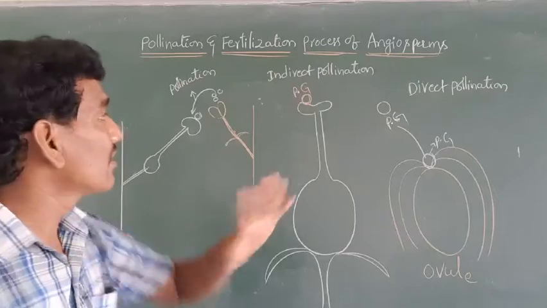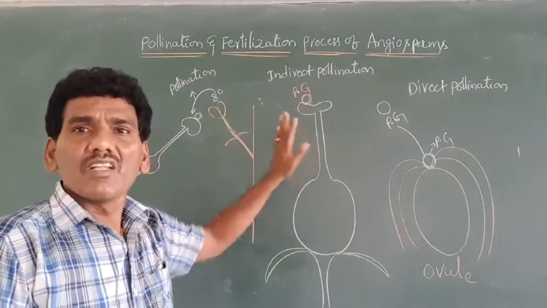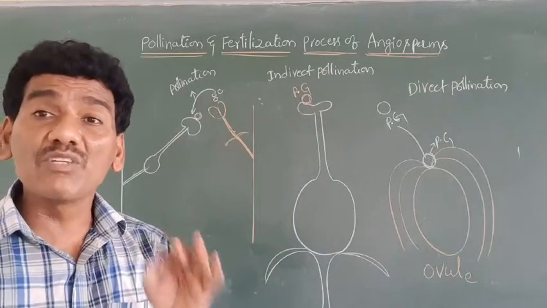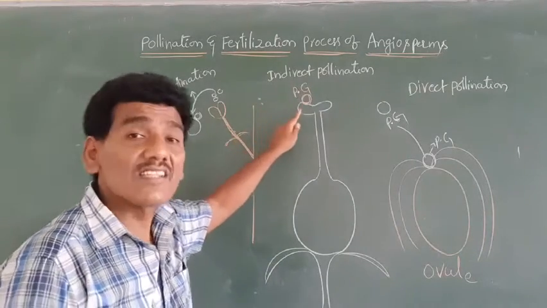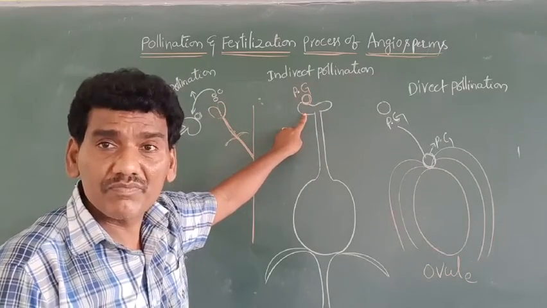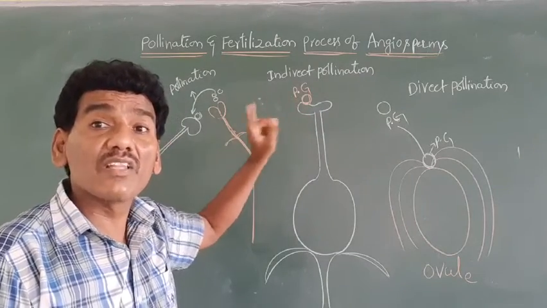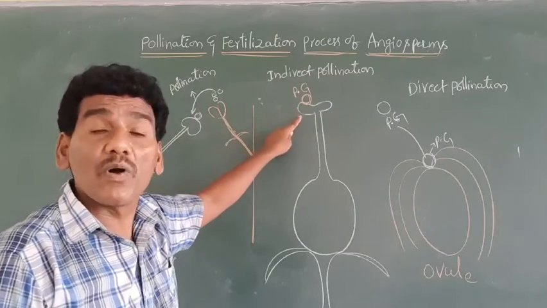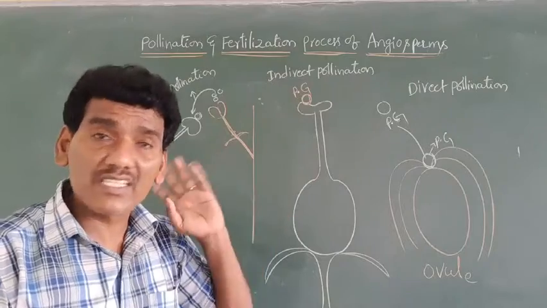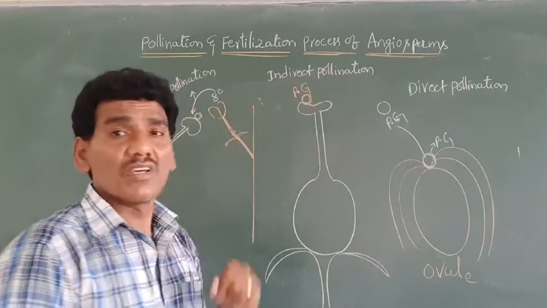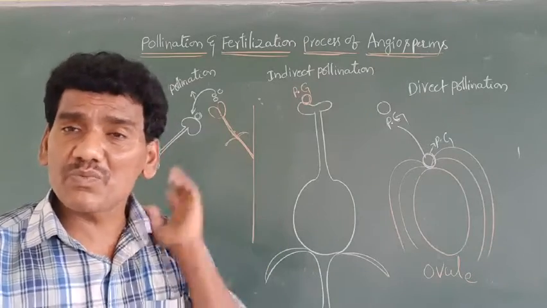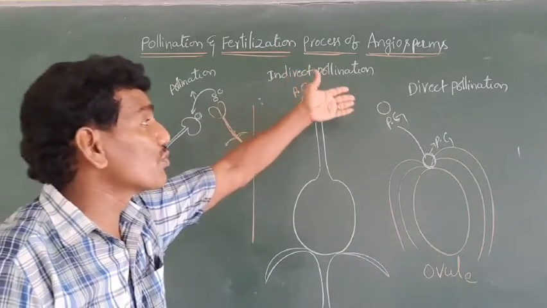The first one is indirect pollination, mainly seen in angiosperms. In angiosperms, the pollen grains fall on the stigma, not directly on the ovule. The pollen grains fall on the stigmatic region. This type of pollination is known as indirect pollination, seen in angiosperms.